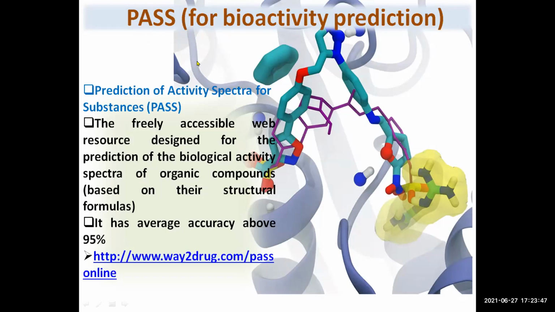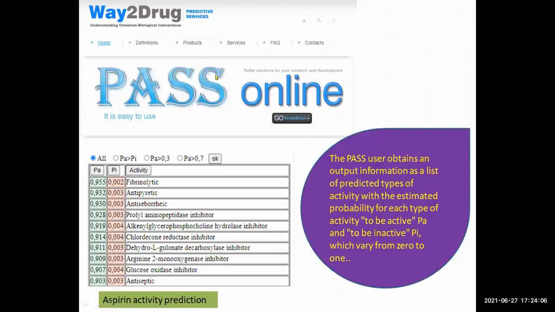So this PASS has up to 95% accuracy. It predicts the particular receptor site, a receptor or protein, where the ligand molecule can bind. You can directly go to PASS Online and perform this. I've put an example on this slide, the aspirin molecule. I have provided this aspirin molecule prediction, and the results are given here.